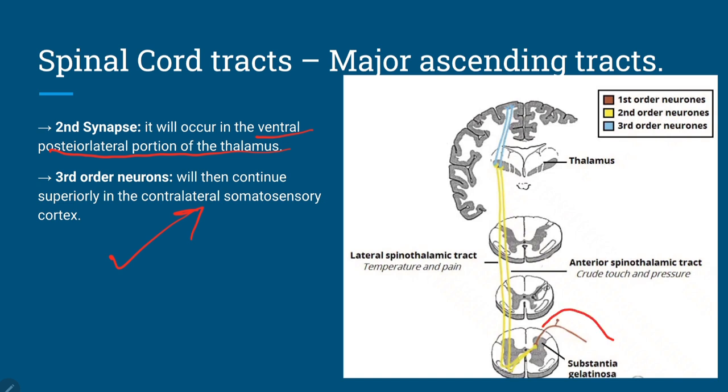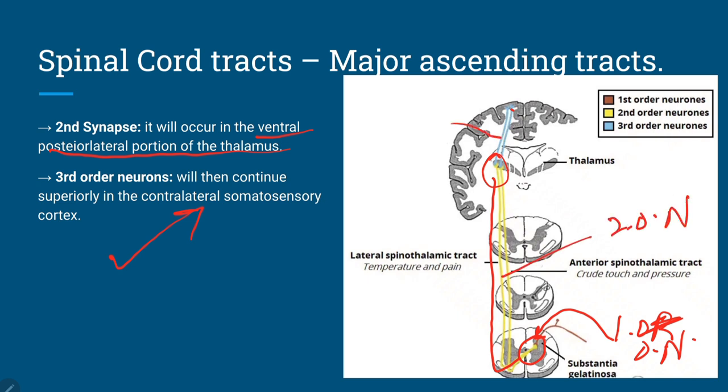Again, entering from here in Lissauer's tract, decussate at the same level, and then enter going up, second synapse right here, and that's where the third order neuron is. So this is the first order neuron right here. This is the second order neuron, and this one is the third order neuron. Pretty easy to remember.